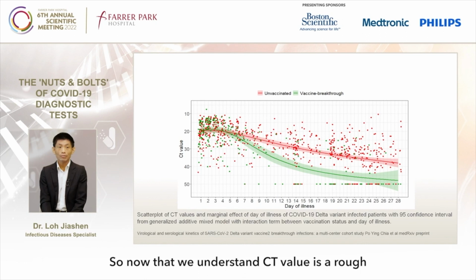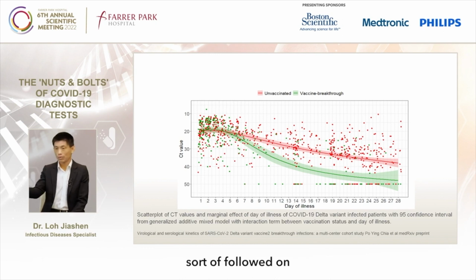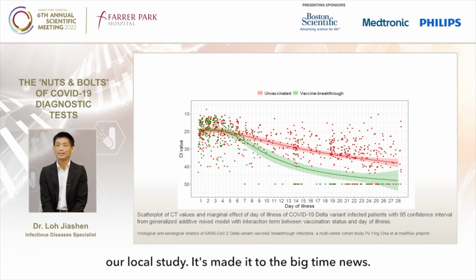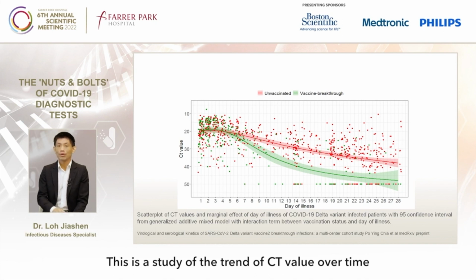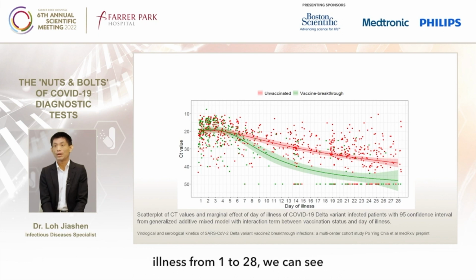So now that we understand CT value is a rough correlate to the virus level, a lot of studies have sort of followed on, and then you have this study, we have to show it, it's our local study, it made it to the big time news. This is a study of the trend of CT value over time in a patient's course, stratified by days of illness from 1 to 28.